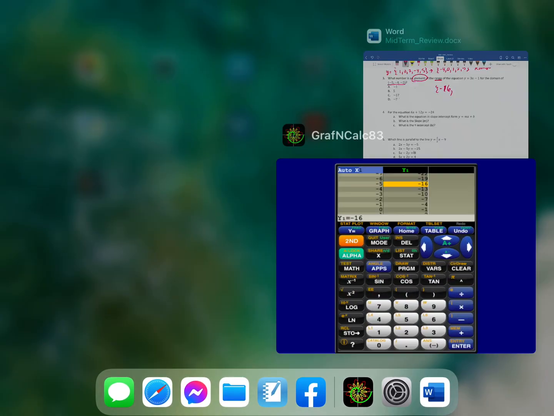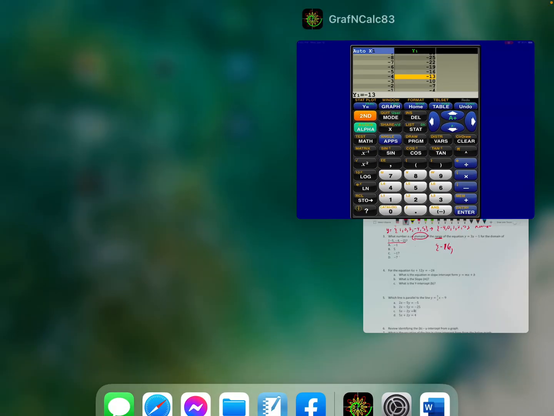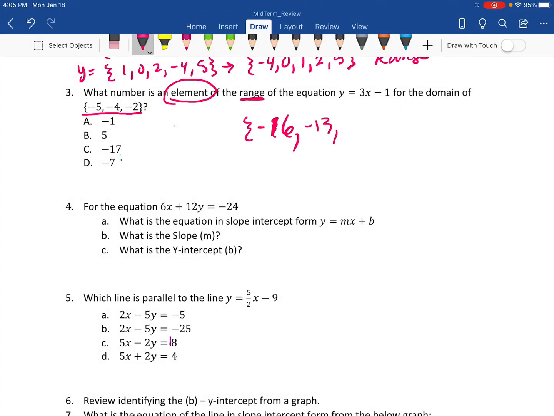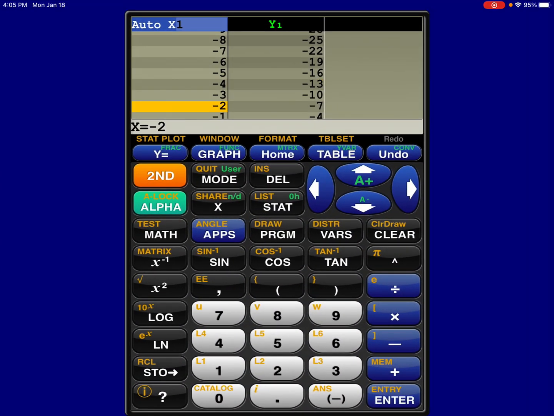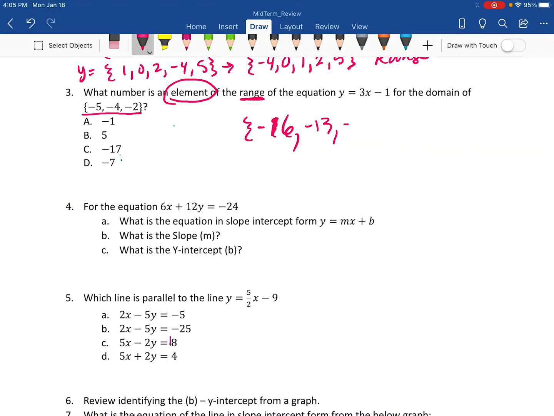-4 would give me -13. And -2 would give me -7. So the only one that's an element of this set would be D, because if you look at the other values, while they are an element of the function y is equal to 3x minus 1, they're not in the range of the values for that domain that's given. Because we've been given this set of -5, -4, and -2, that is the only set of numbers for that function.